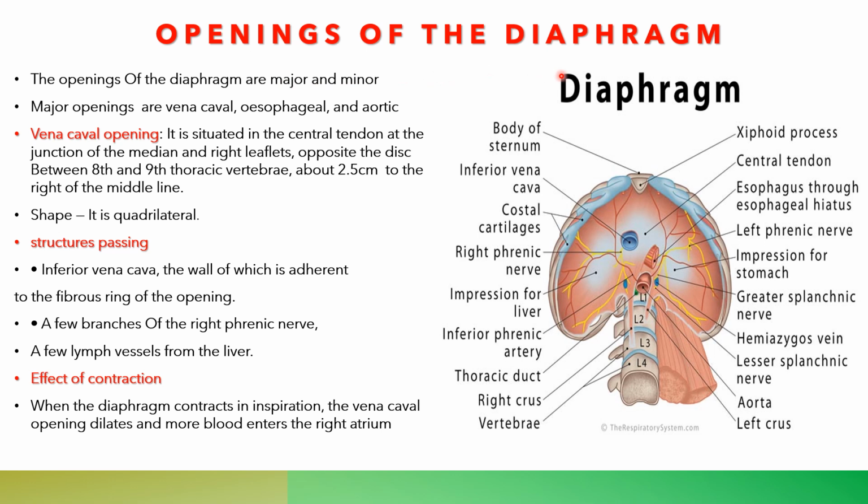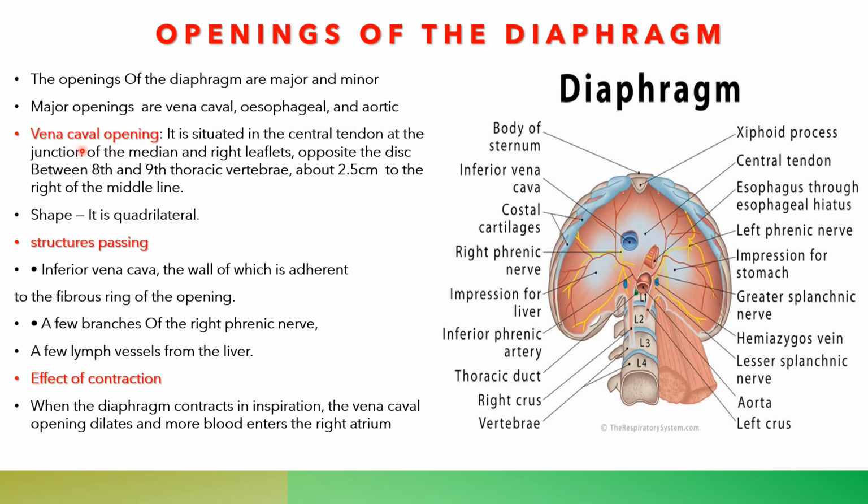This is very important because it comes as a short note in the exam, and they have been asking about the major and minor openings of the diaphragm in the final practical examinations also. The openings of the diaphragm are classified into major and minor. Major openings are the vena cava opening, that means the inferior vena cava opening, the esophageal opening and the aortic opening. These are known as the major openings because the major structures pass through them from the thorax.